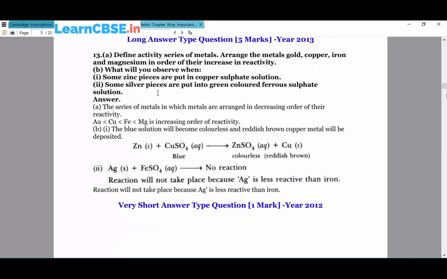What will you observe when some silver pieces are put into the green colored ferrous sulfate solution? Okay, we have to check the reactivity series, which one is more reactive. Silver coin we are placing in the ferrous sulfate. Iron is more reactive than silver, so definitely the silver cannot displace the iron. So there will be no reaction. The reaction will not take place because silver is less reactive than iron.